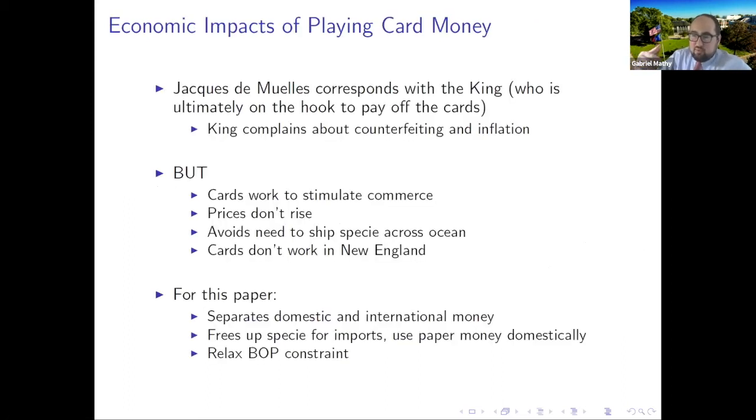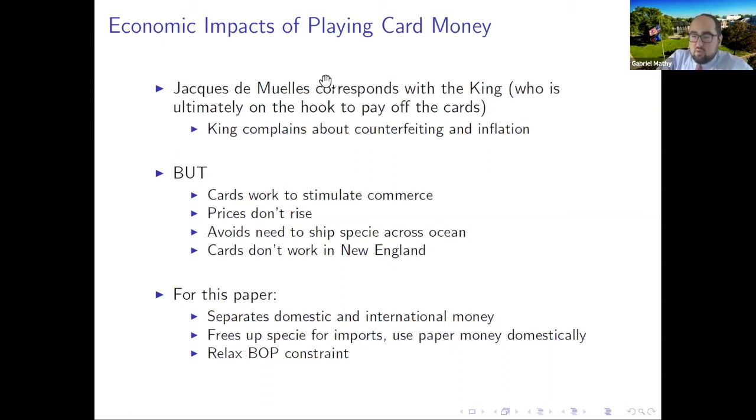So the king is going to complain. So the Europeans know about China having paper money for many centuries from Marco Polo, but they don't really get it. So they just kind of forget about China's paper money episode. So there's no mention of China. They think this is a new institution. And the king is going to complain about counterfeiting and inflation, especially counterfeiting, that this is too easy to counterfeit. And there was some counterfeiting. It's punishable by death. So they try to really clamp down on it. There is some counterfeiting, but the cards are really going to work to stimulate commerce.